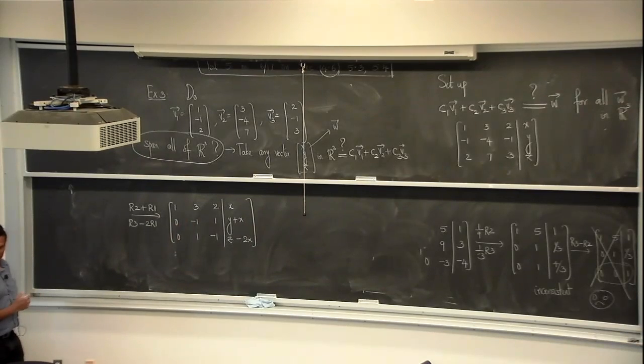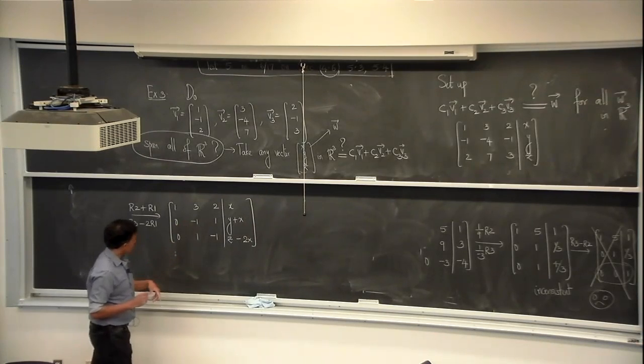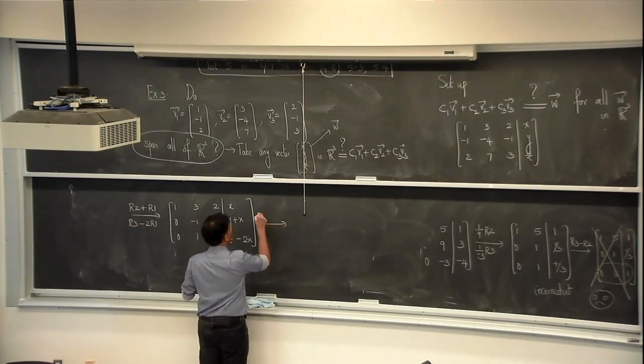You know, if you disagree with anything, okay. You can add the last 2 rows and you get R3 plus R2.